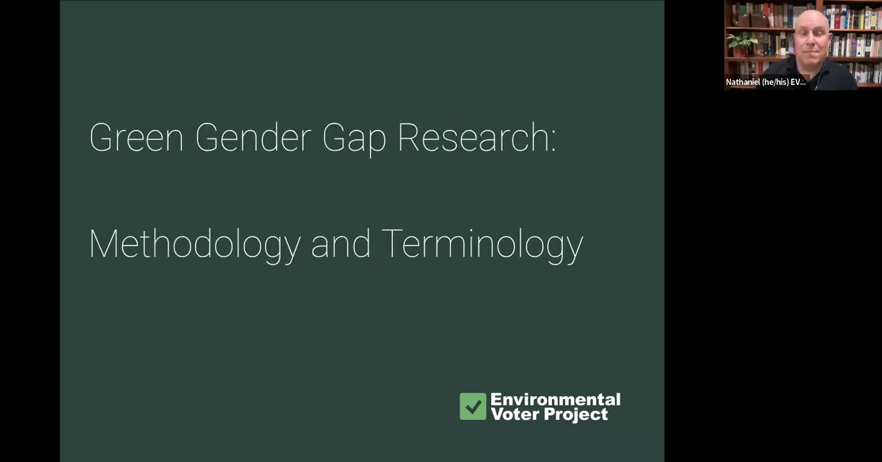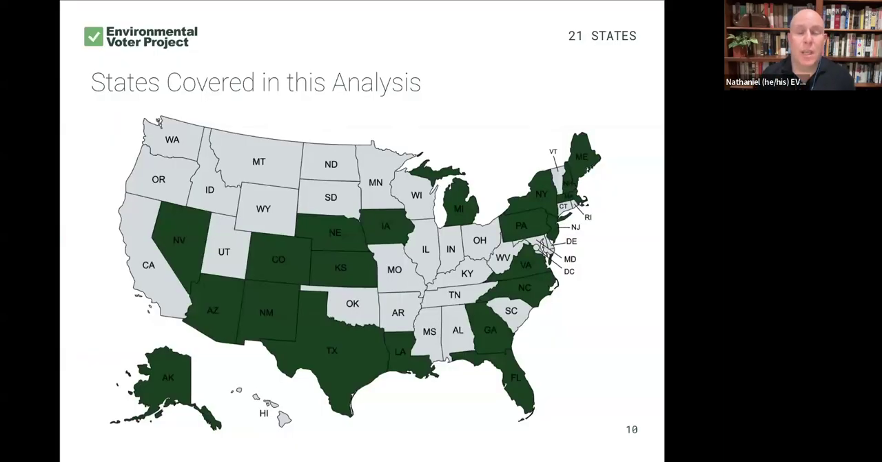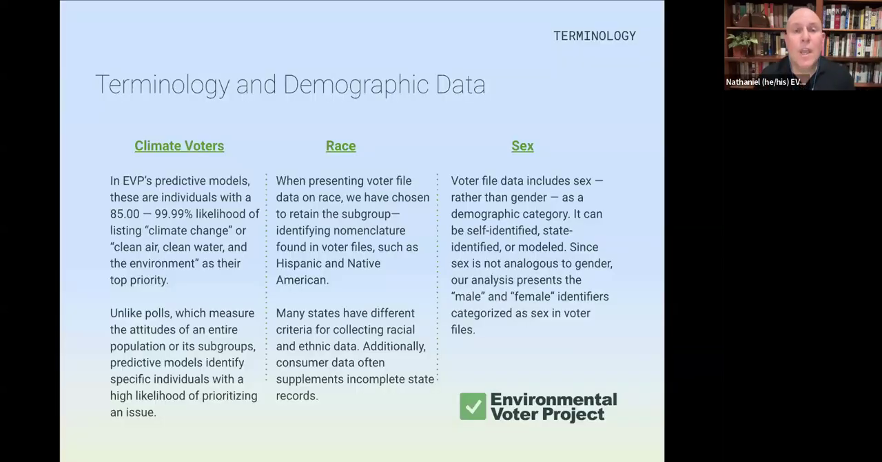First, some words on our methodology and terminology. We are working with data from 21 states. Why these 21 states? Well, these are the 21 states where the Environmental Voter Project works. And because we're focused on identifying people who care about climate and the environment, and then mobilizing the ones who need mobilization to vote, well, we spend a lot of time and money in these 21 states and not in the other 29 states. So this data is from these 21 states.